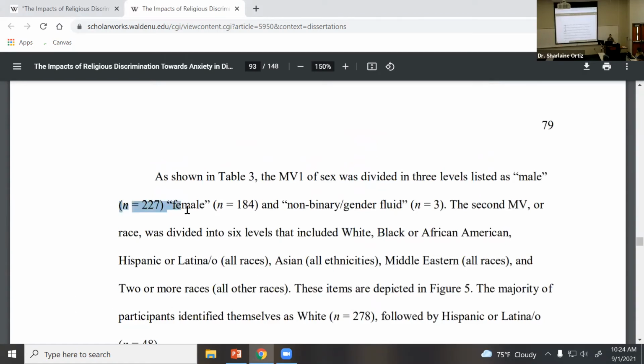So for example, I had 227 people who identified as female, 184 male, and 3 individuals who identified as non-binary.